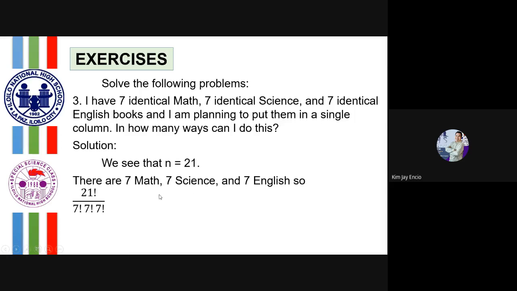So that's 21 factorial all over 7 factorial times 7 factorial times 7 factorial, which simplifies to 399,072,960. So imagine, if you have this number of identical math, science, and English books, there are 399,072,960 ways for you to arrange them. All right.